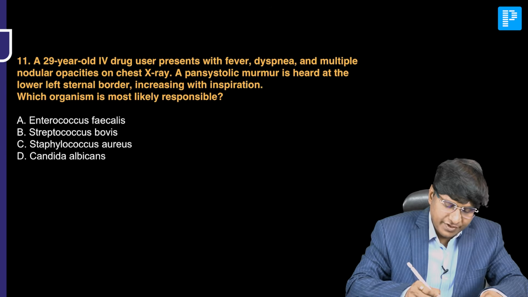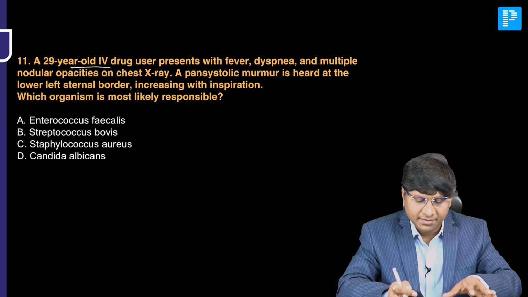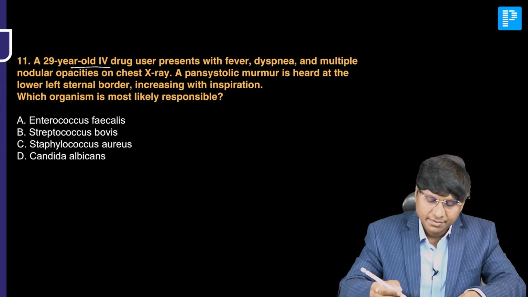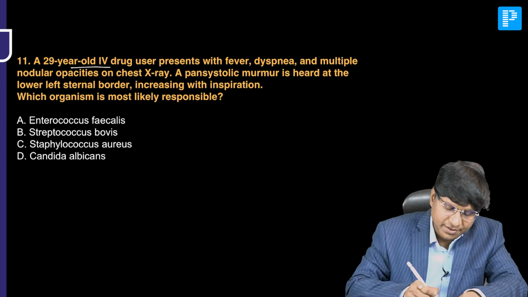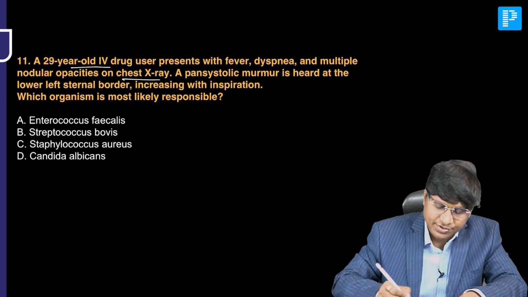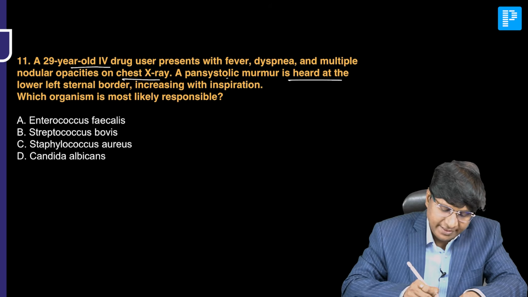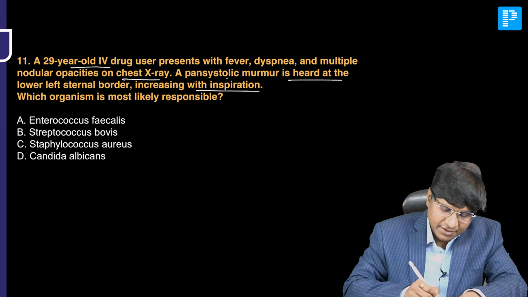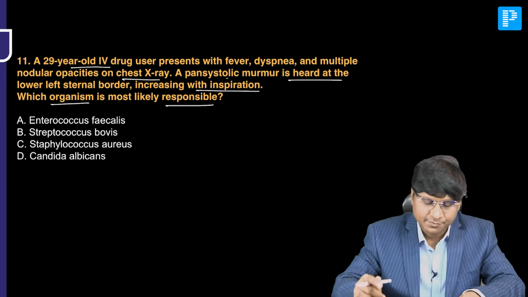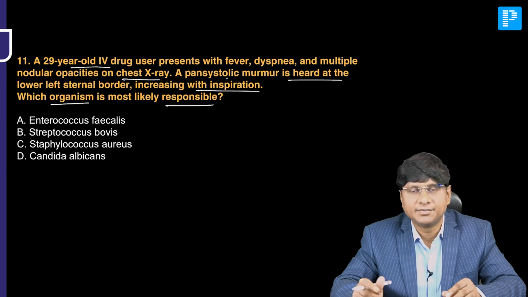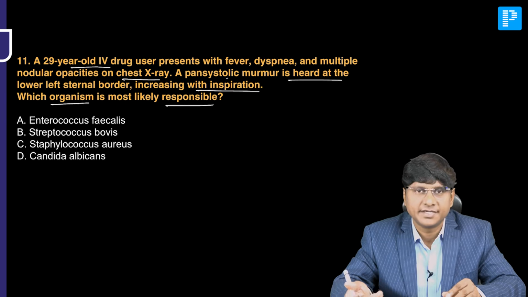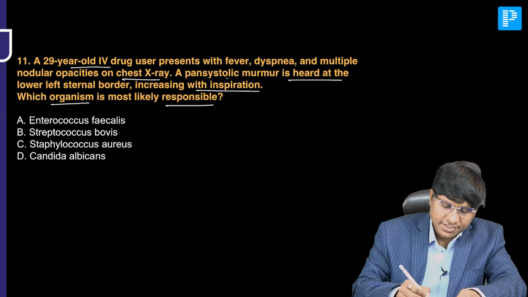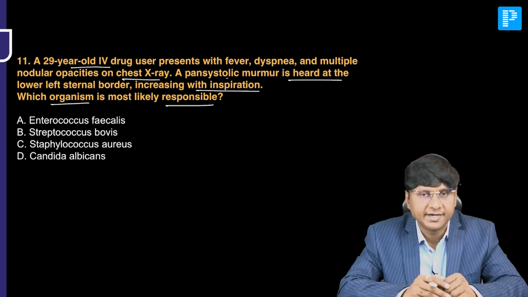Next question. So we have a 29-year-old IV drug user who presents with fever, dyspnea and multiple nodular opacities on the chest X-ray. A pansystolic murmur is heard at the lower left sternal border, increasing with inspiration. Which organism is most likely responsible? So the individual is an IV drug abuser and right-sided valves are commonly affected in IV drug abusers. The options are Enterococcus faecalis, Streptococcus bovis, Staph aureus, and Candida albicans.